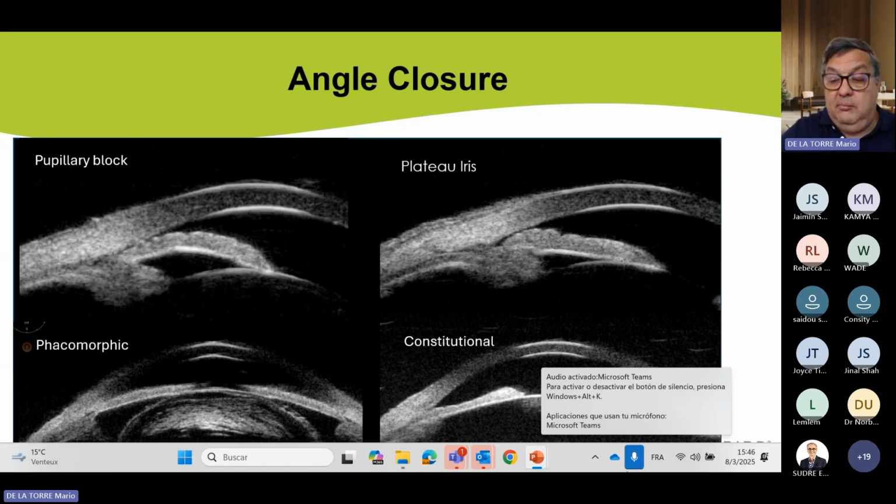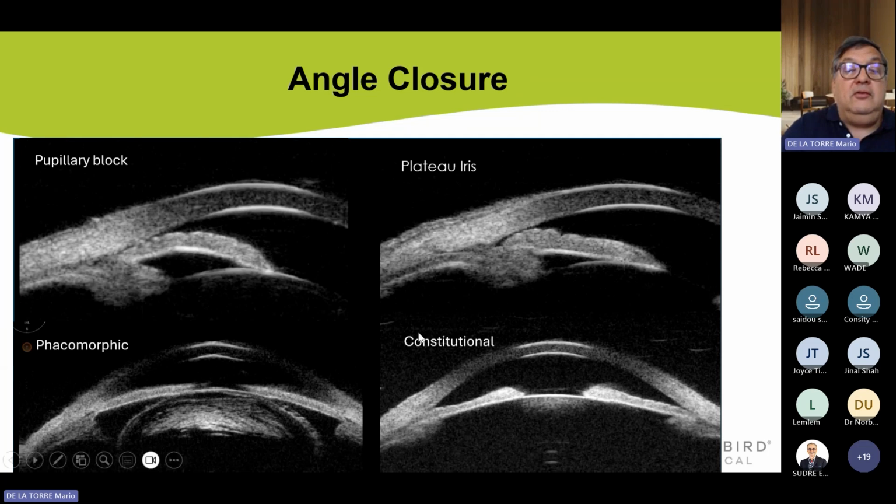It's really a pupillary block. Look, it's a bent iris. It's a plateau iris, look, there is a little space. I don't know if you can see my arrow. Emmanuel, is my arrow visible? Yes, Mario, we can see it. Look, this is one mechanism, another mechanism, phacomorphic glaucoma, and constitutional.